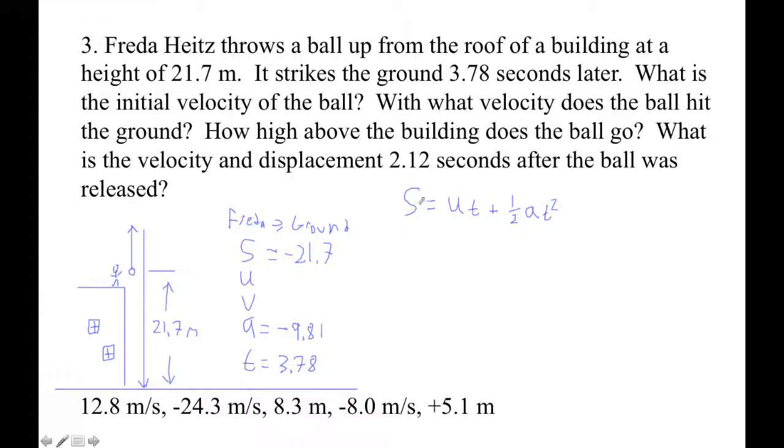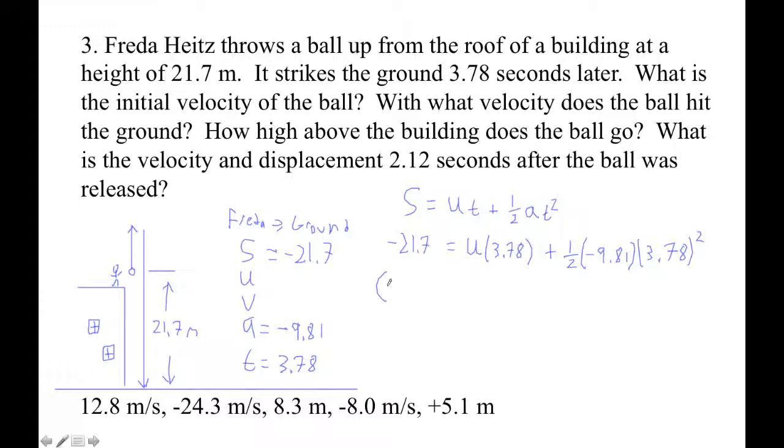So this is the one with no v. We know everything here but u, so let's plug this in. Minus 21.7 equals u times 3.78, plus 1/2 times negative 9.81 times 3.78 squared. How do we solve this? Well, ultimately we're going to go this minus this, and then that whole thing divided by this. Let me just show you.